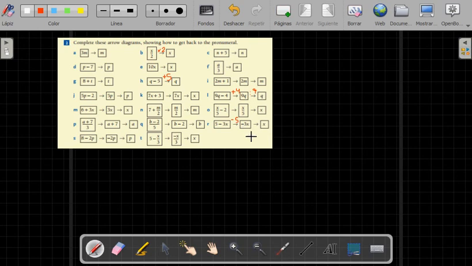Now, from the second step to the third step, we can see that they got rid from the -3.